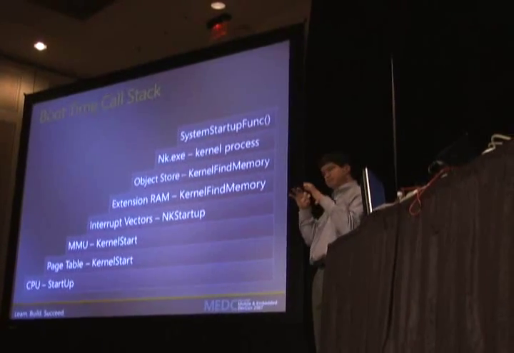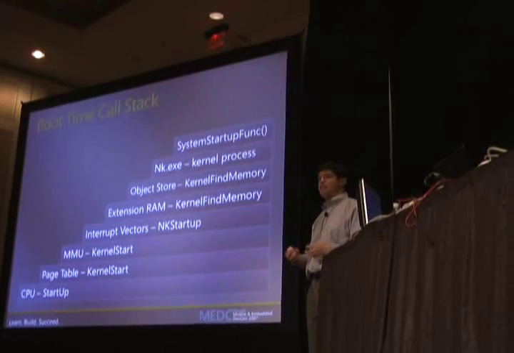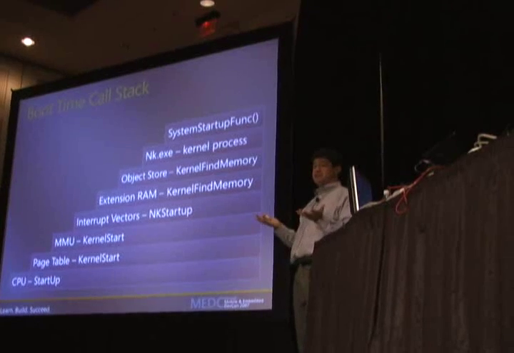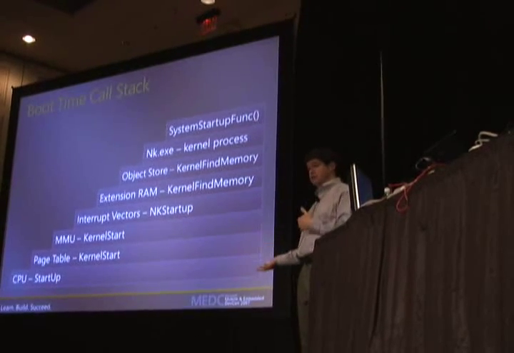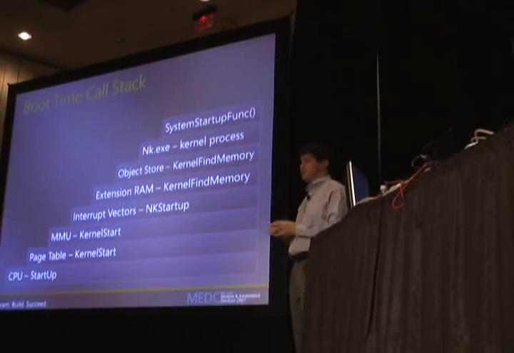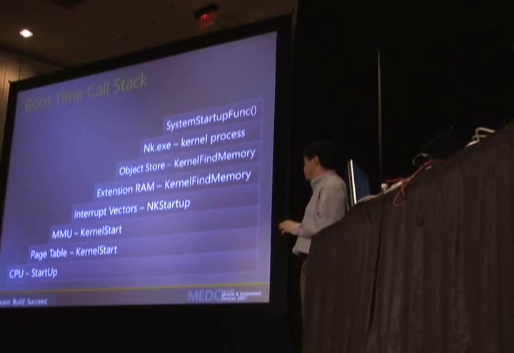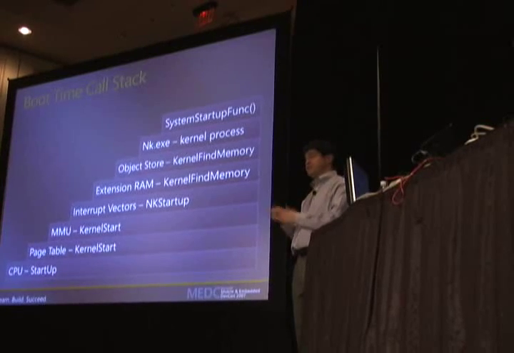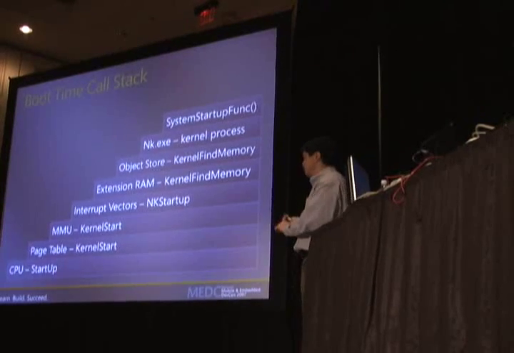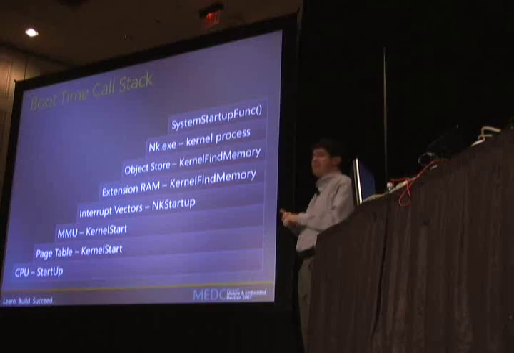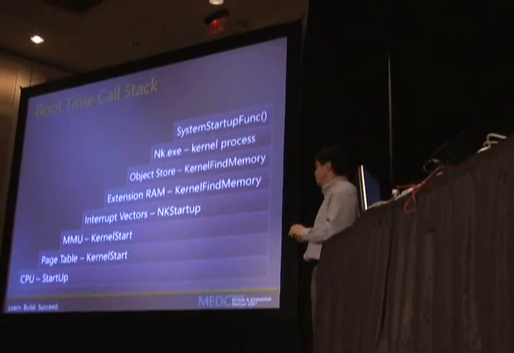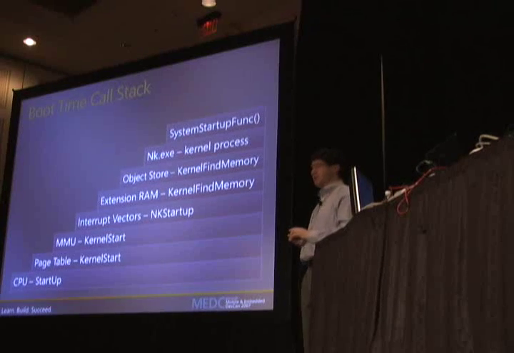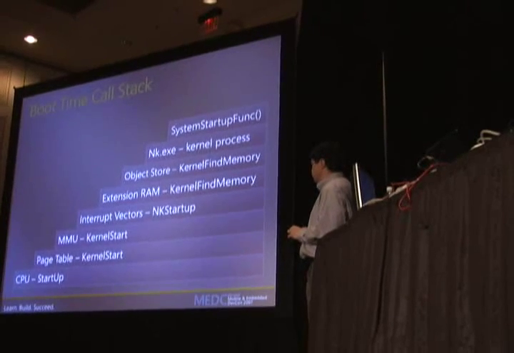Kernel start puts the page tables in a known state, then turns on the memory management unit. That does make sense, right? Now we have virtual memory, and now we can address things with 32-bit virtual addresses. Prior to this, we couldn't, so global variables didn't make sense, and touching anything outside of just our instruction stream didn't make sense. After we do that, we can enable the interrupt vectors, and that's what NK startup does for us.